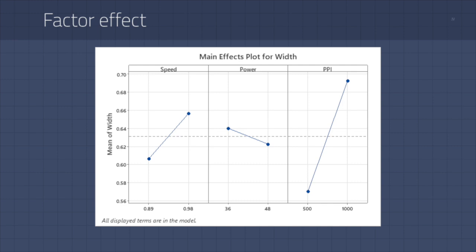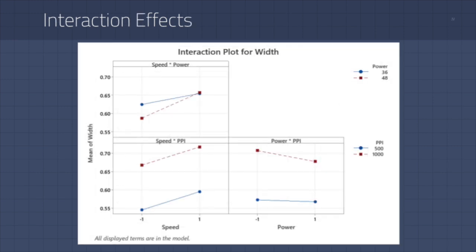At high level, speed and pulses per inch were closer to target, and power at low level was closer to desired. As stated in our previous slide with the ANOVA, pulses per inch alone has the most significant effect on achieving our desired 0.7 millimeter kerf width. Our interaction effects that include speed follow the trend of high level measuring close to the desired width, while power and pulse per inch trend to the lower level.